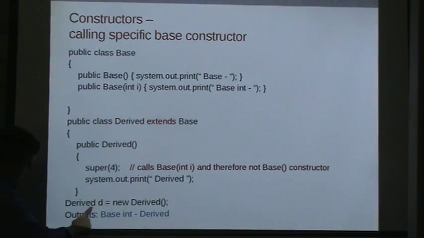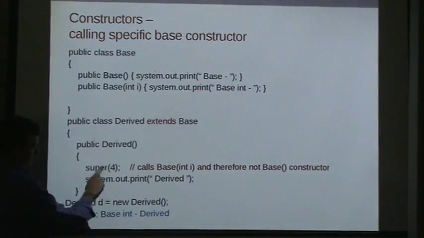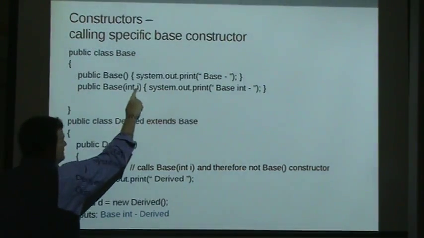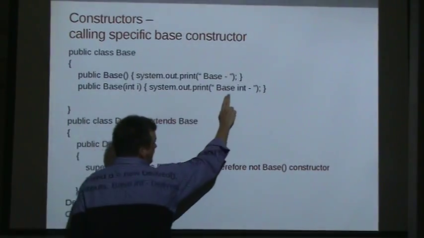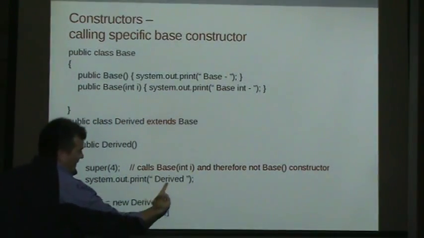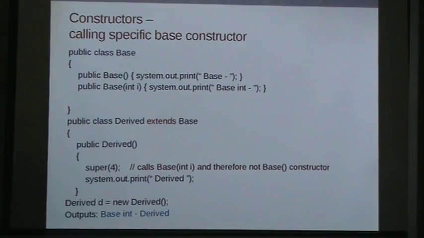So the output of when we go to create a derived object, the output would be first a call to the superclass, and the one that takes in an integer. And then say base integer, which would be the output from here, and then after that it would print the word derived.